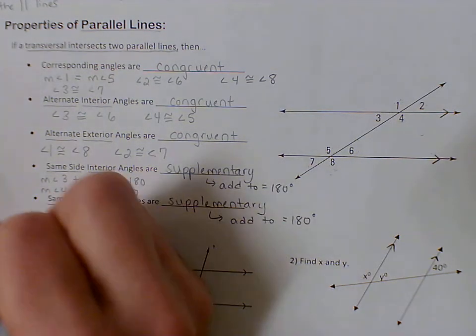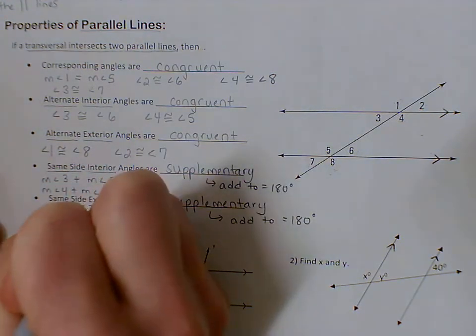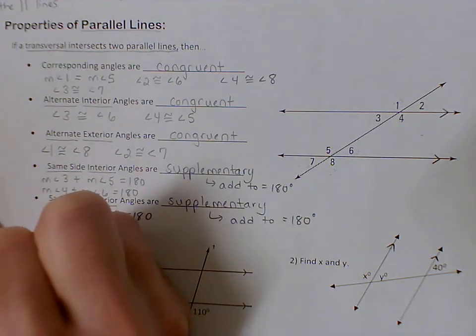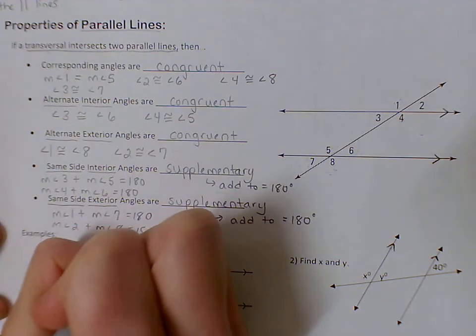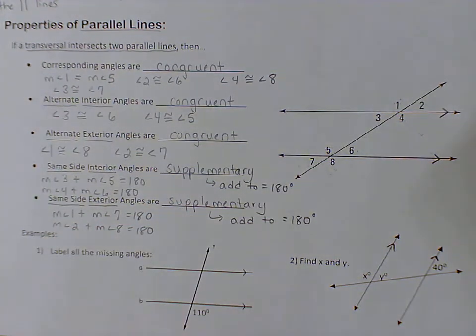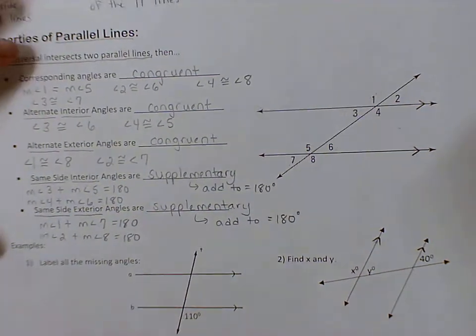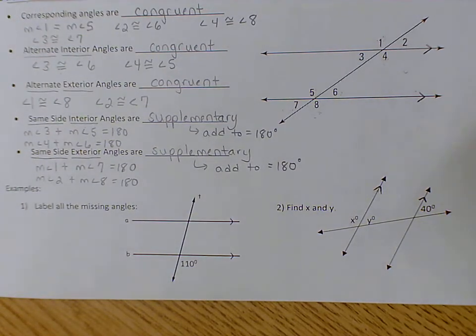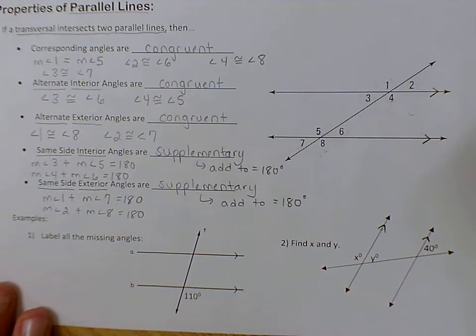Okay, and if we write it in symbols, the measure of angle 1 plus the measure of angle 7 has to add to be 180. And then the measure of angle 2 plus the measure of angle 8 has to add to be 180. Okay, so when you start setting up equations in a bit, you'll see that will be helpful. All right, so we're going to do just a couple of problems that make you use some of these properties we just talked about.